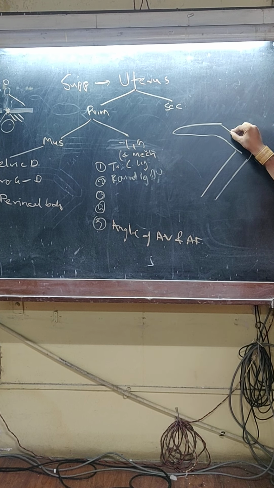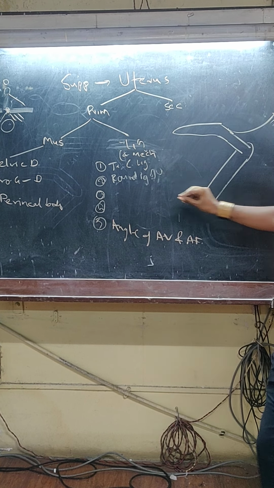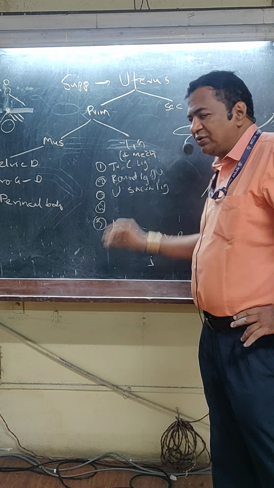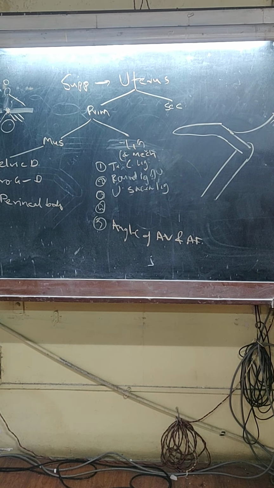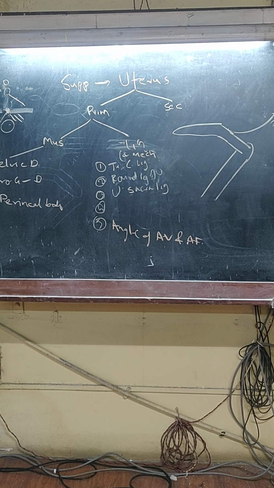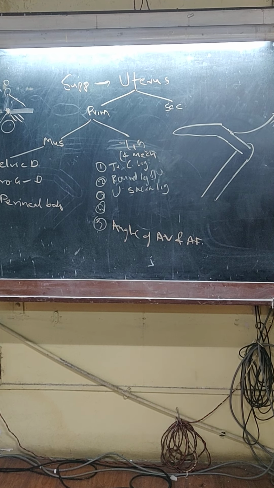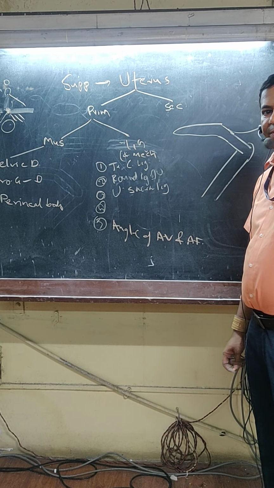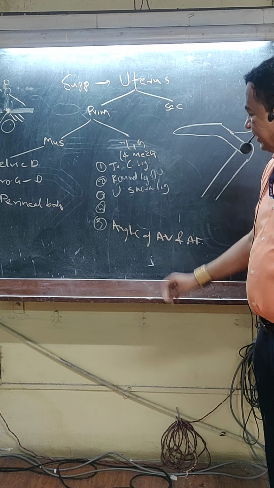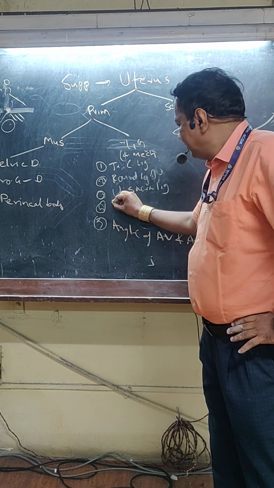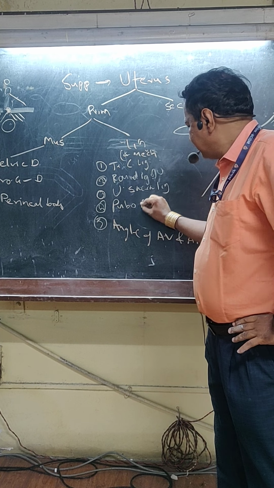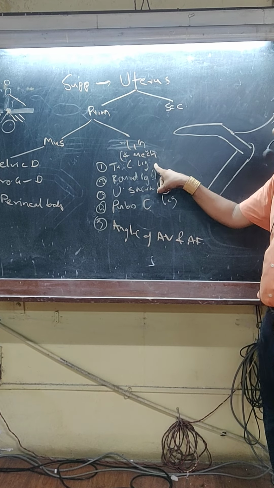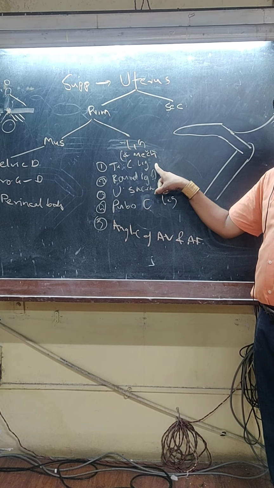Then there is one ligament. See here. This is called uterosacral ligament. Uterosacral ligament. Okay? The next is pubocervical ligament. Pubocervical ligament. So transverse ligament of the uterus, also called McEnroe's ligament.